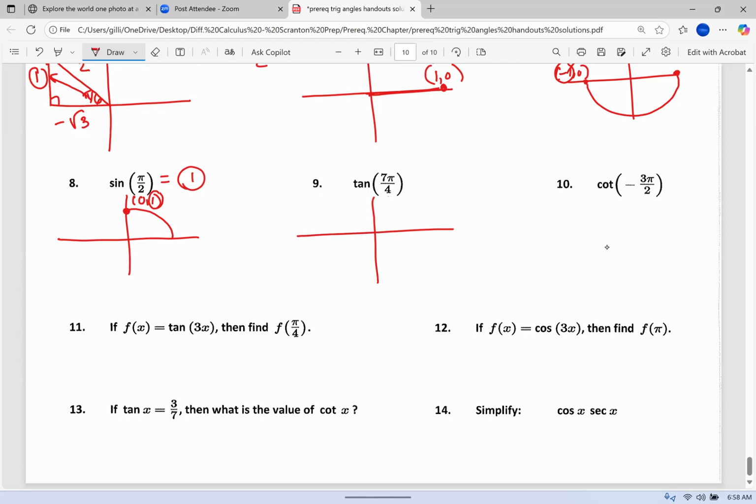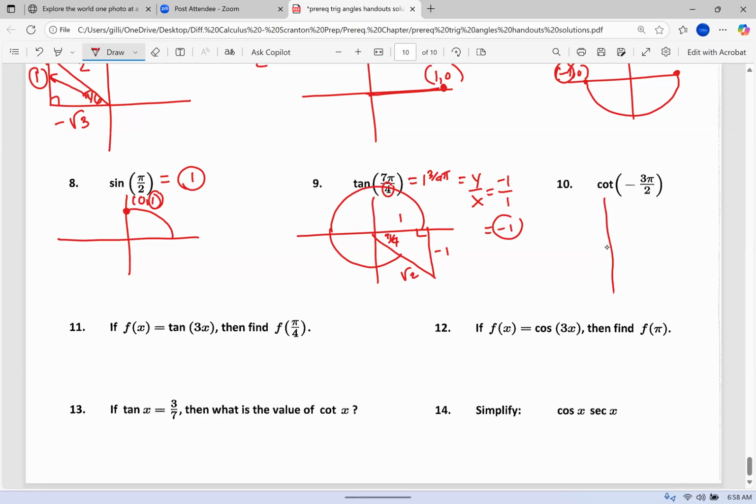7 pi over 4, that's equivalent to 1 3/4 pi. This is 1 pi, and 3/4 more puts me there. If we're dividing by 4, then it's going to be pi over 4. And automatically the sides will be 1, -1, and root 2. And it's that pi over 4 reference triangle. It's always 1, 1, root 2. So then now, what's the tangent ratio? It's y to x. Y is -1, x is 1, and my answer is -1.